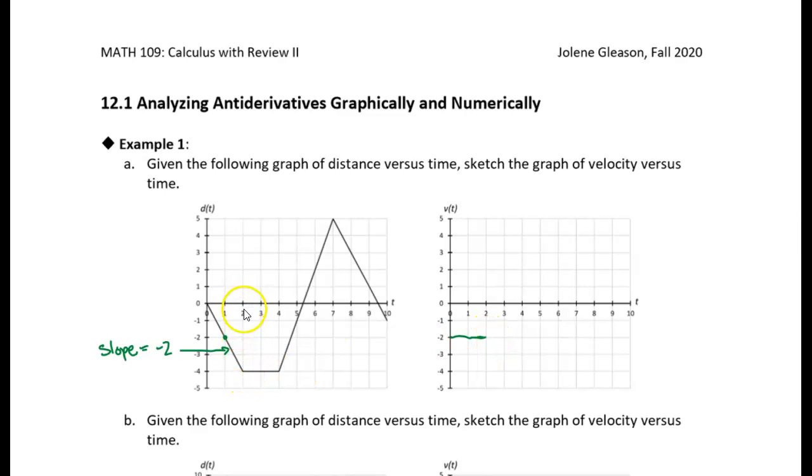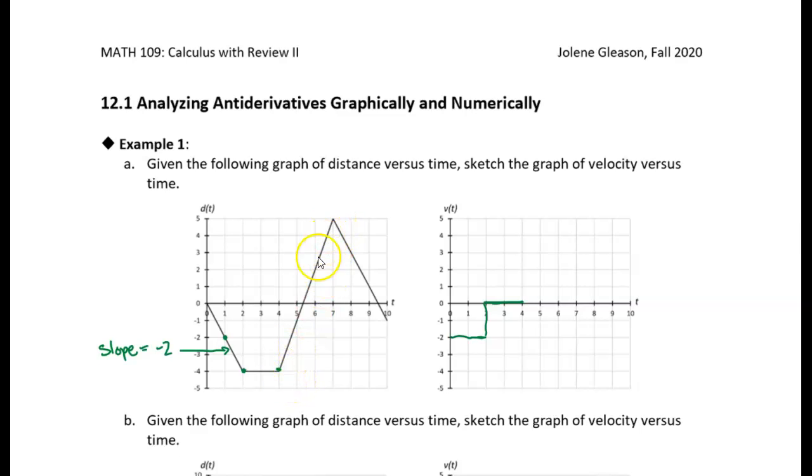Now between 2 and 4, it looks like it's just 0, or we're not going anywhere. Our distance isn't changing at all. Our displacement isn't changing. So between 2 and 4, we're stopped, which means that our velocity is 0 for that 2-second period. So I'm just going to connect this up. For that 2-second period, our velocity is 0, because we're at the same point, the same displacement over that whole period.